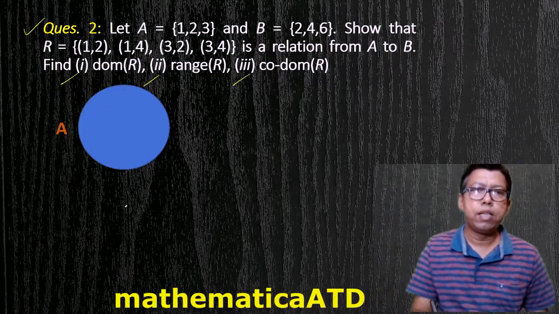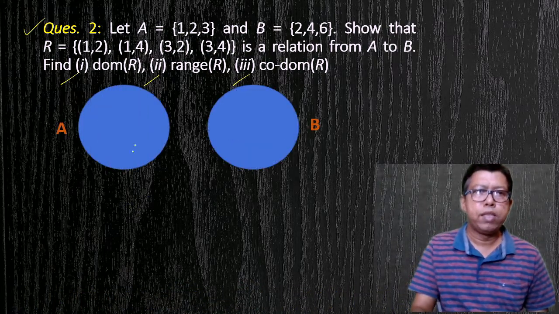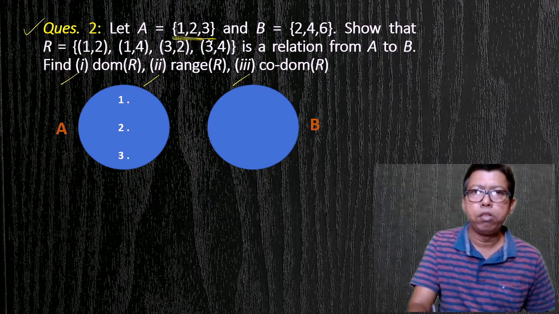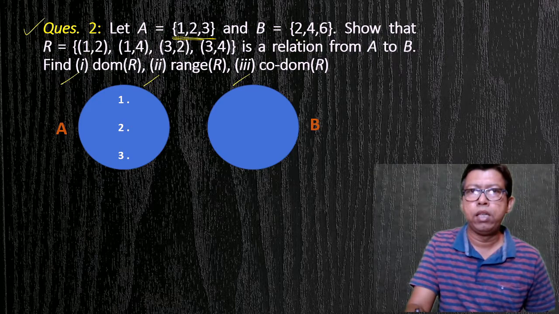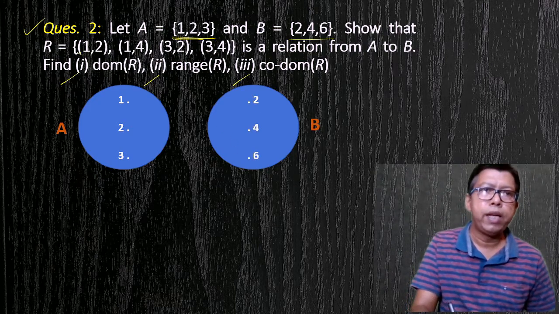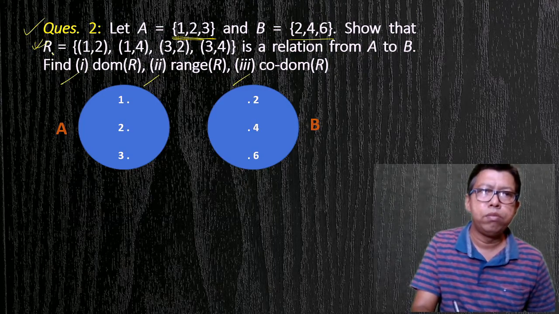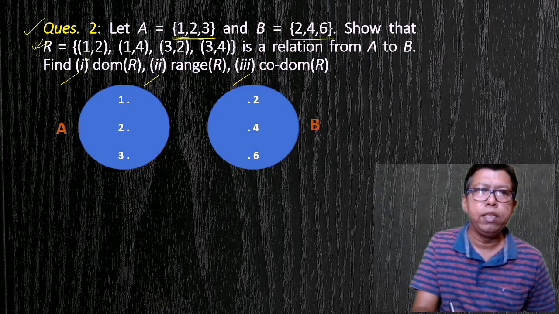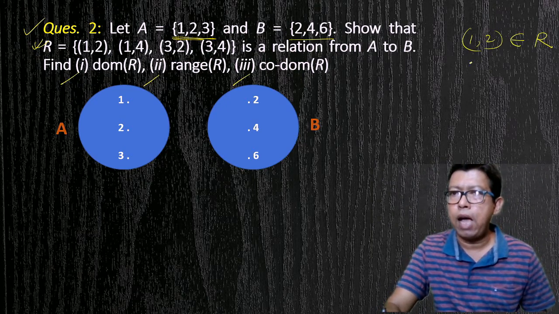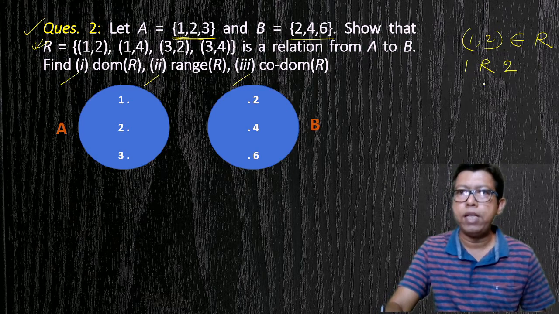Consider the sets A and B. Set A contains the elements 1, 2, 3. This is given in your question. B is the set which contains the elements 2, 4, 6. So these are here. And in the example, you find that R contains the element (1, 2). That means (1, 2) is an element of the relation R. That means 1 is related to 2.